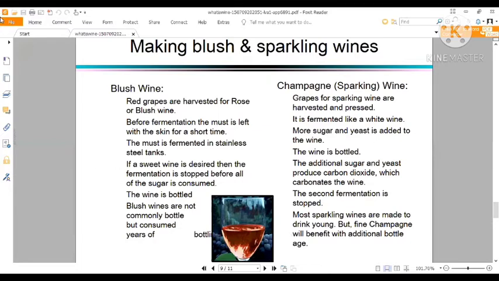Okay, Champagne is a wine which is harvested and pressed. It is fermented like the white wine. Then more sugar and yeast are added to the wine. The wine is bottled. The additional sugar and yeast produce carbon dioxide, which carbonates the wine. The second fermentation is stopped. Most sparkling wines are made to drink young, but the fine champagnes will benefit from additional bottle age.